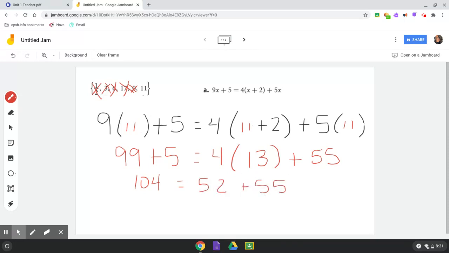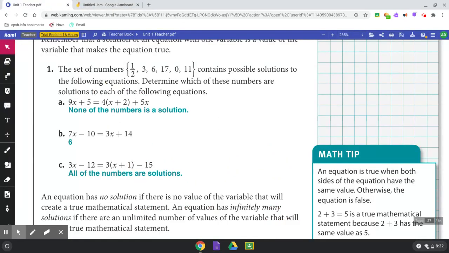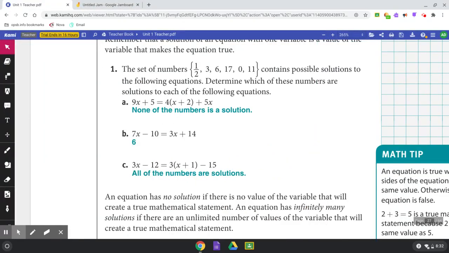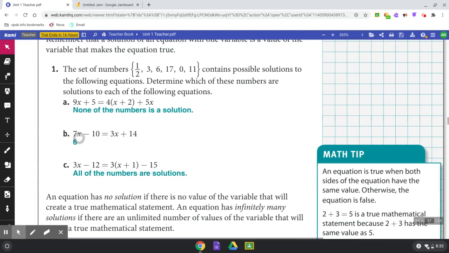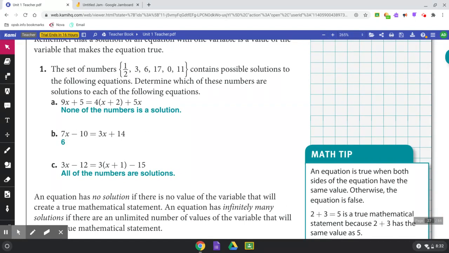Now we've got 104 equals 52 plus 55, which is 107. So no solution again. So all these values were not solutions. So if you go back to your book on part A, none of the numbers is a solution, and that is why. Whoops, I did not mean to move the screen over. None of those values is a solution. None of the numbers is a solution.